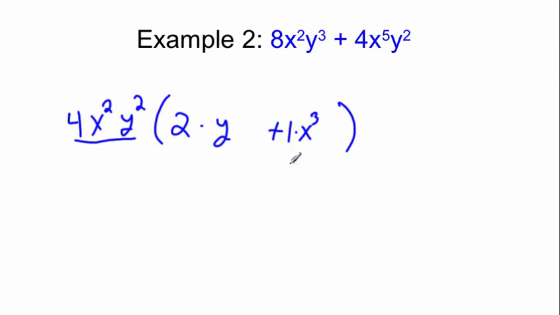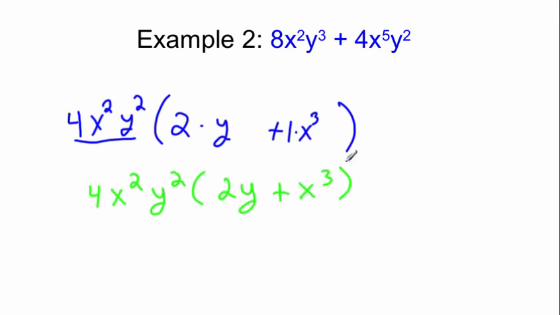So let's rewrite this a little bit tidier, and then we're going to double check it to make sure it really worked. So here is 4x squared y squared times 2y plus x cubed. And now we've tidied up that 1 by multiplying it onto x squared, giving x cubed. So let's check. Let's try a little rainbow and make sure that this really does work.